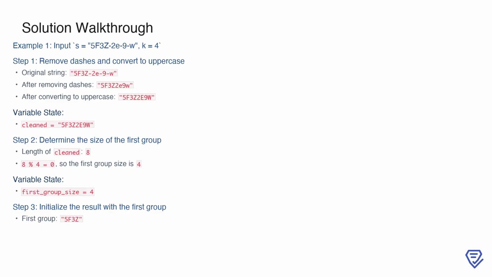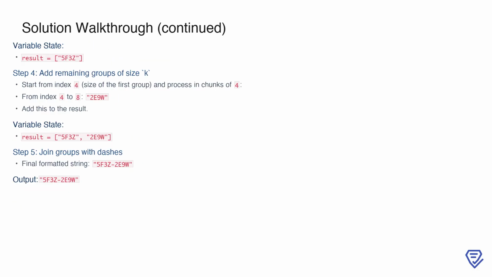Finally, we initialize the result by taking the first 4 characters from cleaned, which forms the first group, 5F3Z. With the first group determined, the result array now contains the single group 5F3Z. The next step is to process the remaining characters in chunks of size k, which is 4 in this case. Starting from index 4, we take the next 4 characters from cleaned, which gives us 2E9W, and we add this to the result array. At this stage, the result now contains 2 groups, 5F3Z and 2E9W. Finally, we join these groups together using dashes to create the formatted output string. The result is 5F3Z-2E9W, which is the desired output for this example.